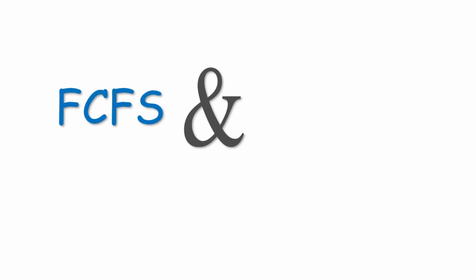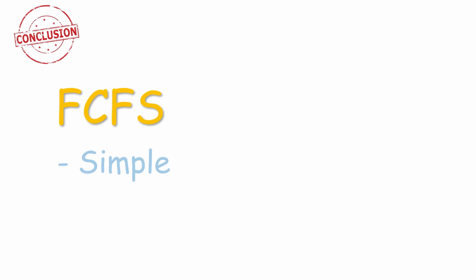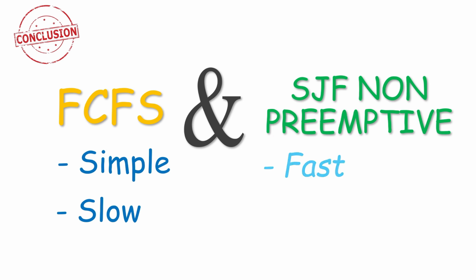As I said earlier, we choose FCFS and SJF because FCFS is simple and fair, but on the other hand, SJF non-preemptive is fast and efficient. So the conclusion is, use FCFS if you want to use something that is simple but slow, and use SJF non-preemptive if you want something fast but hard.